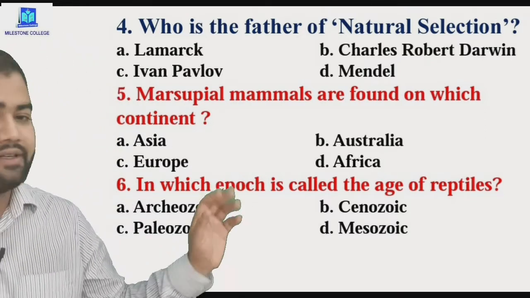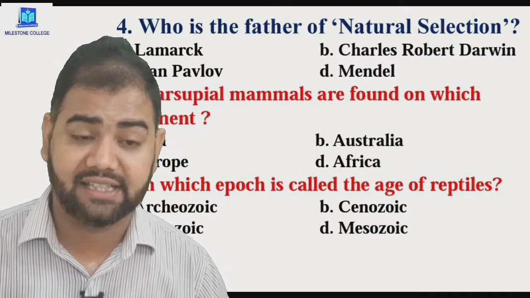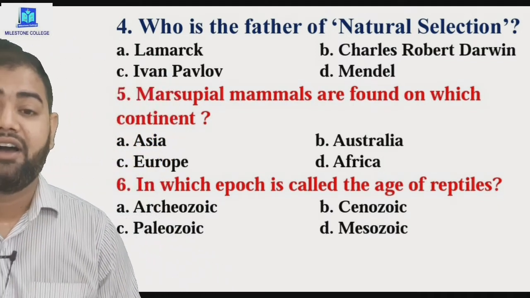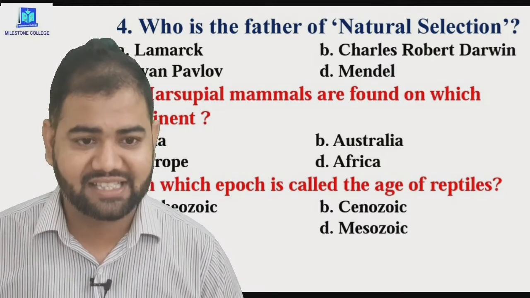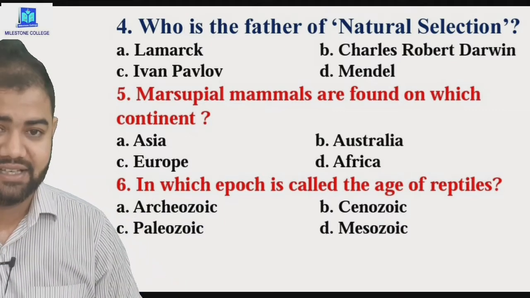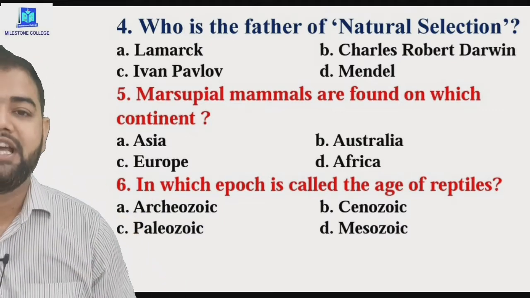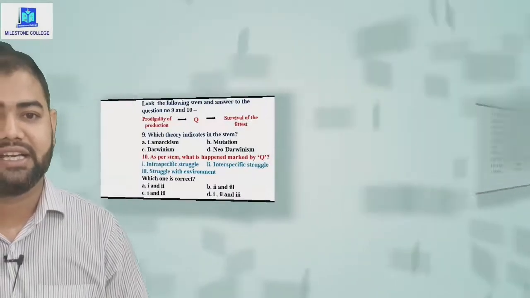Question number 5, marsupial mammals are found on which continent? The options are Asia, Australia, Europe and Africa. Question number 6, which epoch is called the age of reptiles? The options are Archaeozoic, Cenozoic, Paleozoic and Mesozoic.